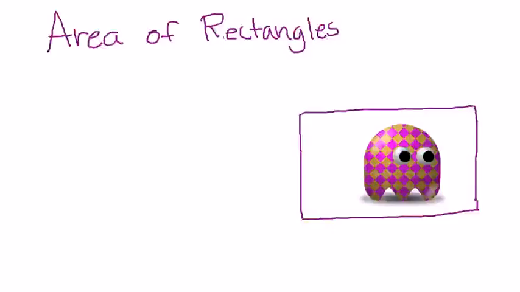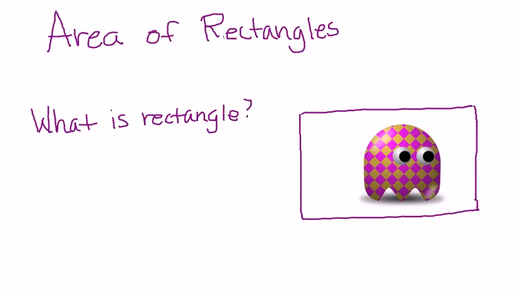First thing you got to remember is, what is a rectangle? So you might say it's a four-sided figure. Okay, it's a four-sided figure. And so is this one. But that's not a rectangle. That's what we call a square. So what makes a rectangle a rectangle?